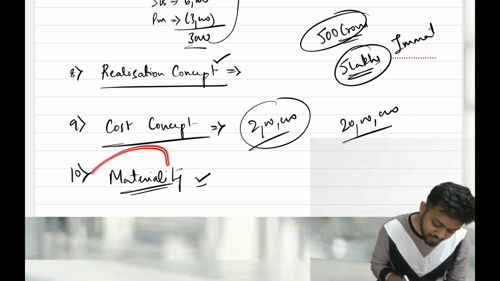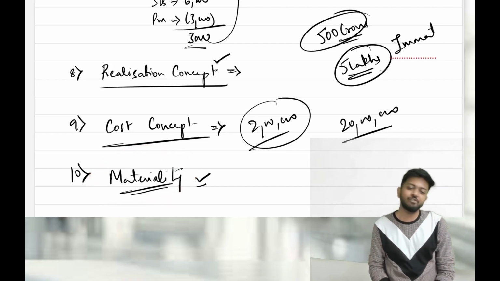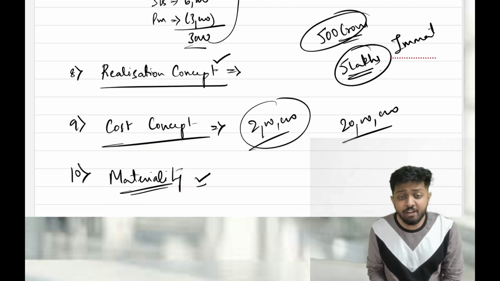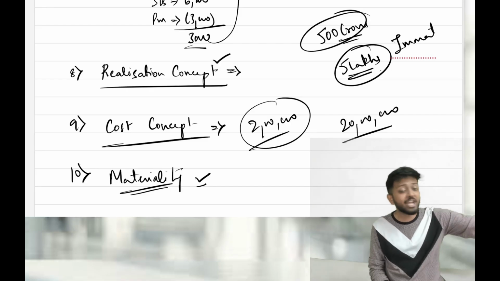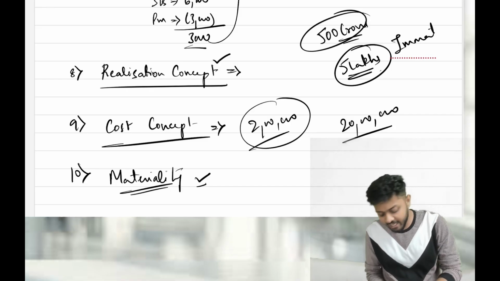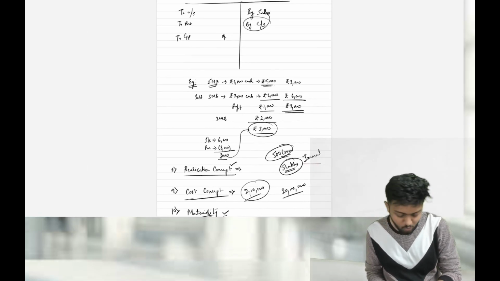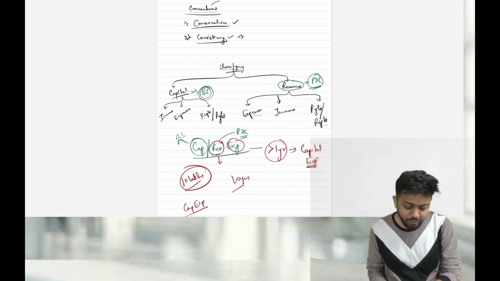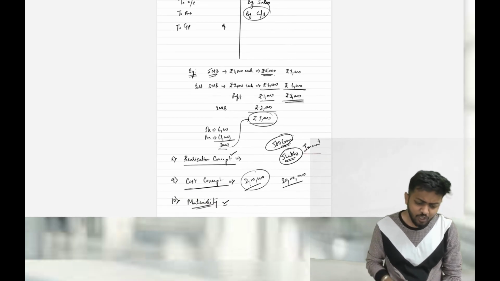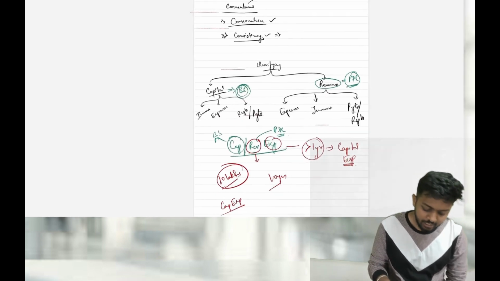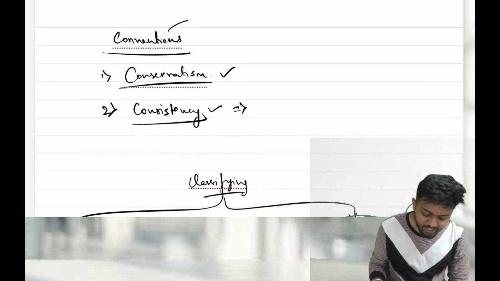So no matter what it is, any material information should be disclosed in financial statements. What is material? Any information that influences the decision making of the users is called material. Material information should be disclosed. Okay. Then what did we, any other concept? Then let's come to conventions.